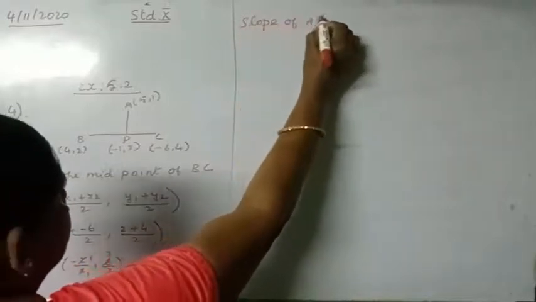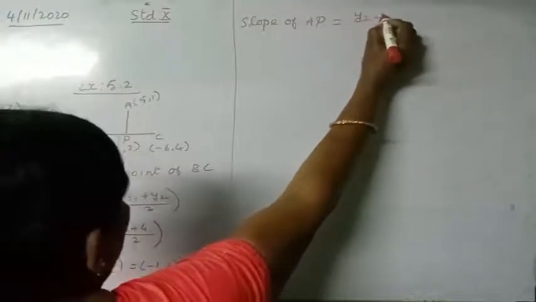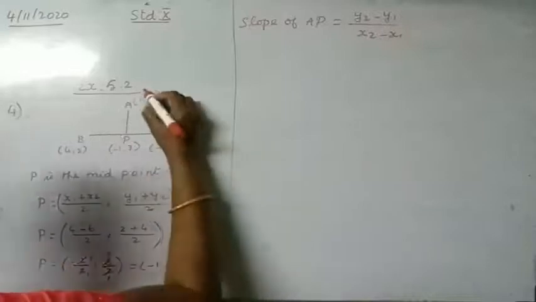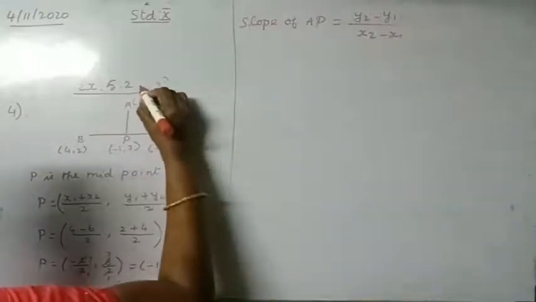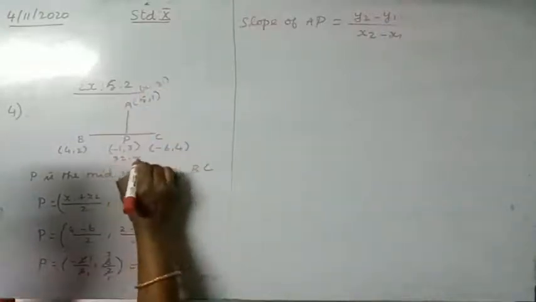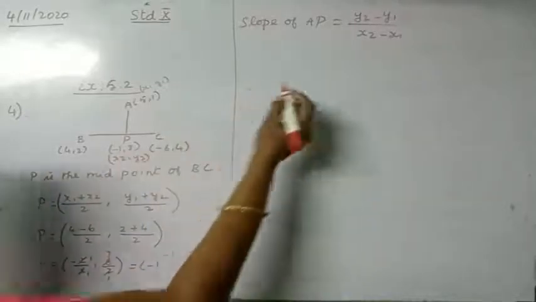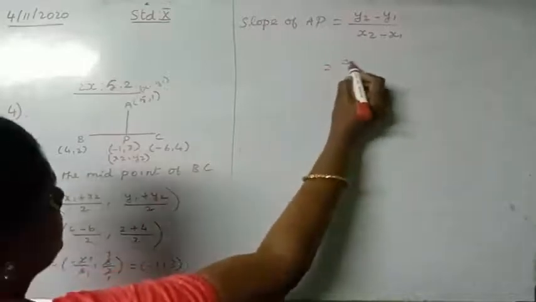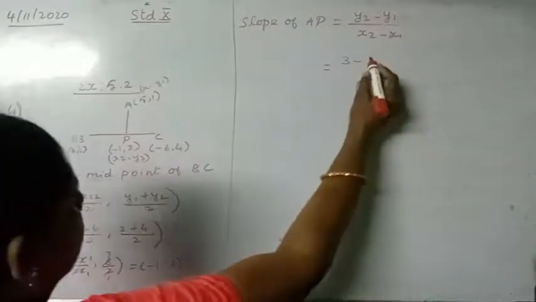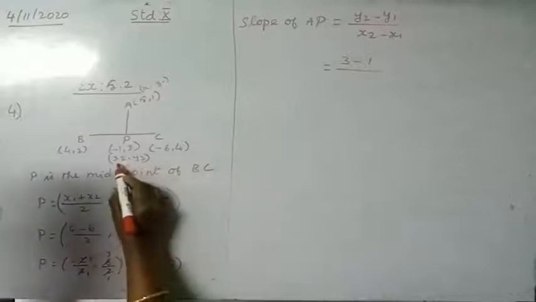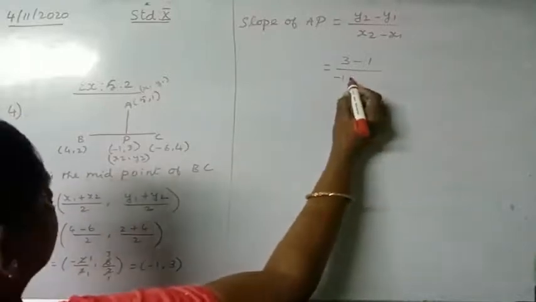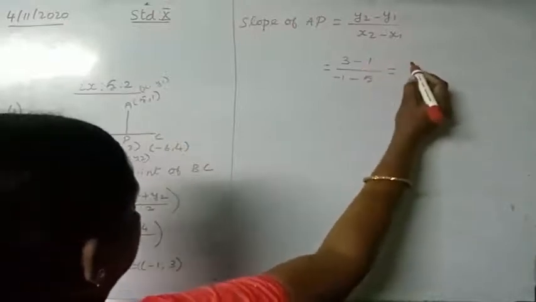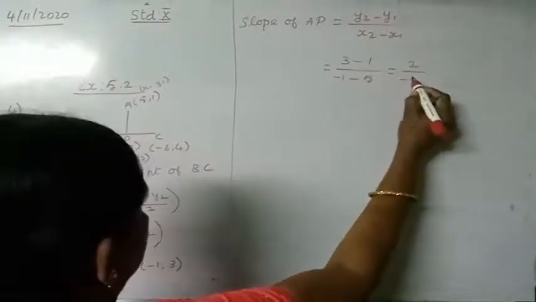Slope of AP is equal to, what's the formula? Y2 minus Y1 by X2 minus X1. இப்போ இதை X1 Y1 எடுத்துக்கிறோம், இதை X2 Y2 எடுத்துக்கிறோம். Now substitute here, which is equal to Y2 என்னது 3 minus Y1 என்னது 1 divide by X2 என்னது minus 1 minus X1 என்னது 5. So which is equal to 3 minus 1 is 2 divide by minus 6.